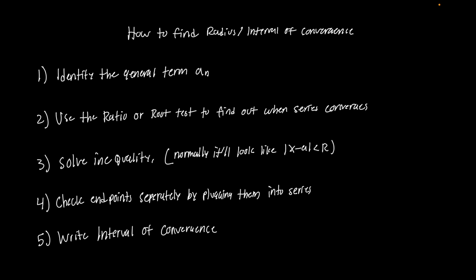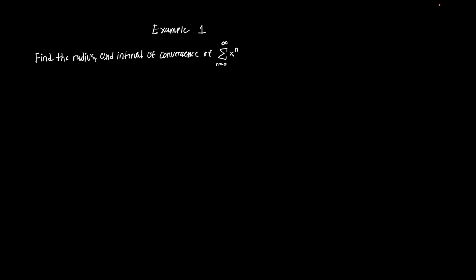So now let's move on to our first example. Example 1: find the radius and interval of convergence of the series x to the n. Let's write the series out. It starts at 0 and you keep going. So let's plug in a few numbers: n equals 0, n equals 1, n equals 2, and let's do 3.